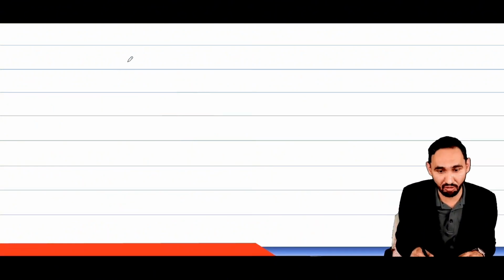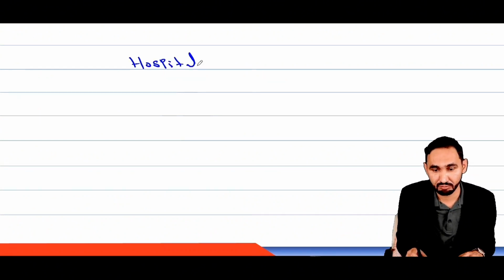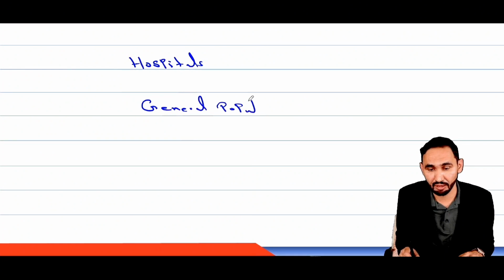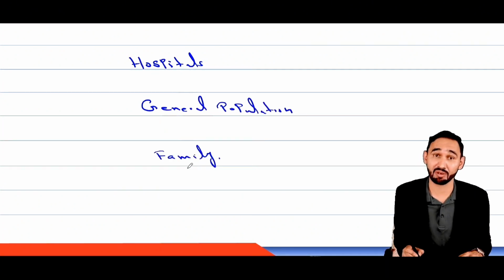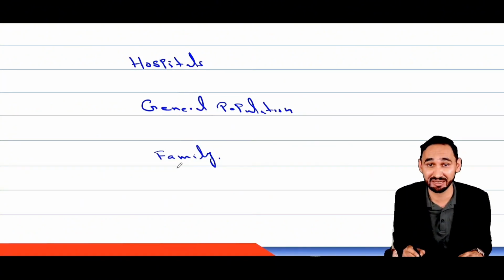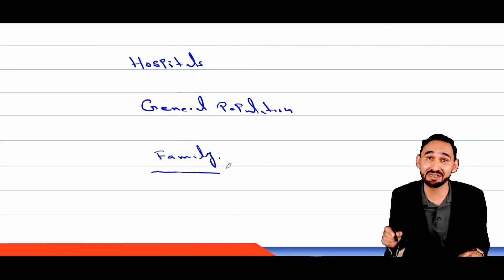We can select them from hospital. We can select them from the general population. We can also select them from family. But remember one thing, in genetic diseases, controls are not selected from family. This is a common MCQ. We will not select controls from the family of cases in genetic diseases.